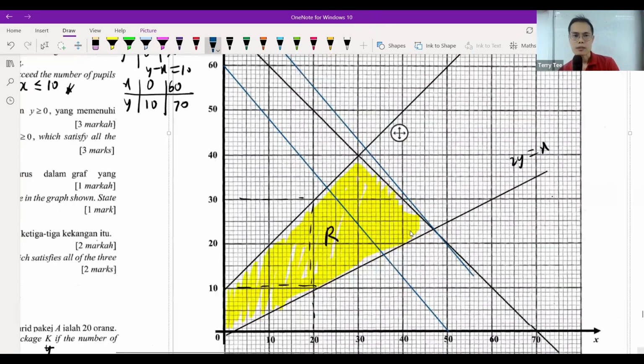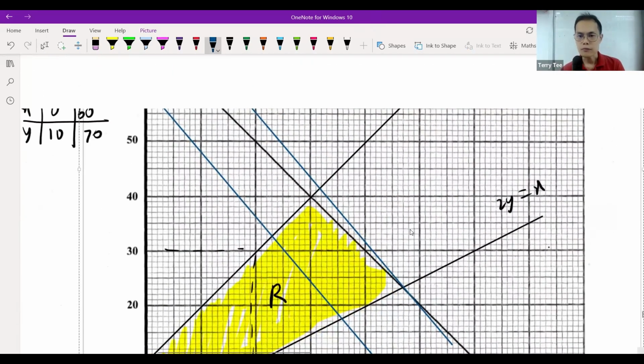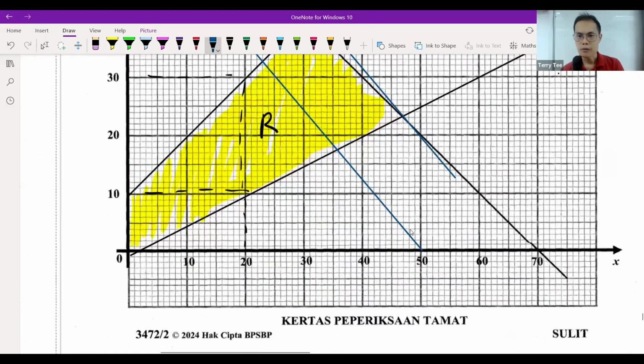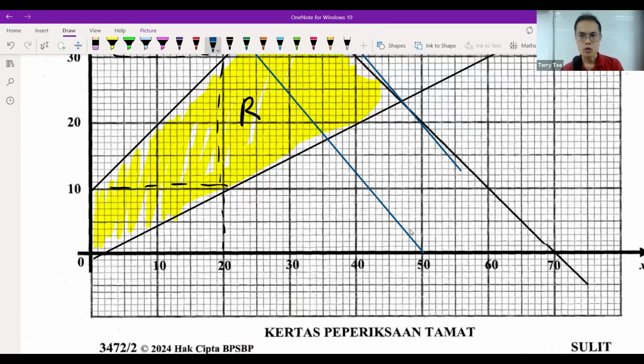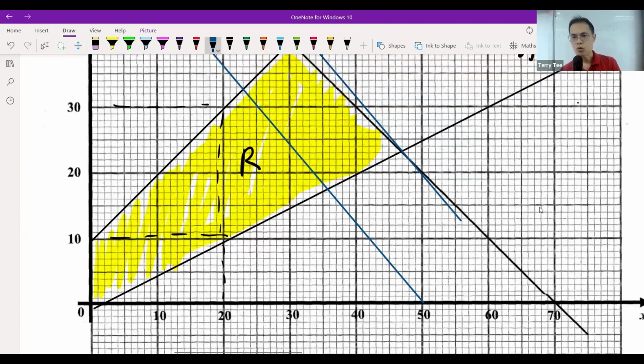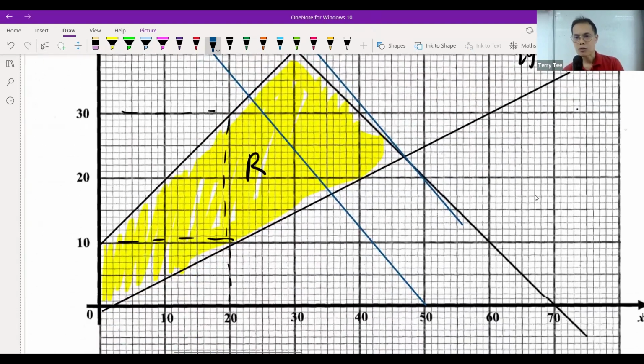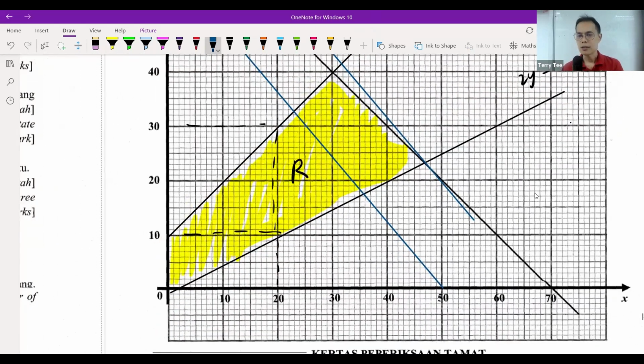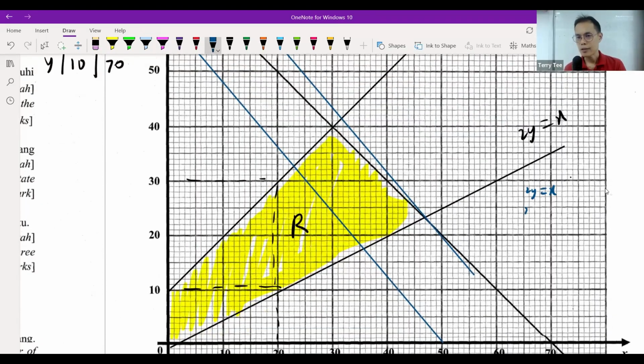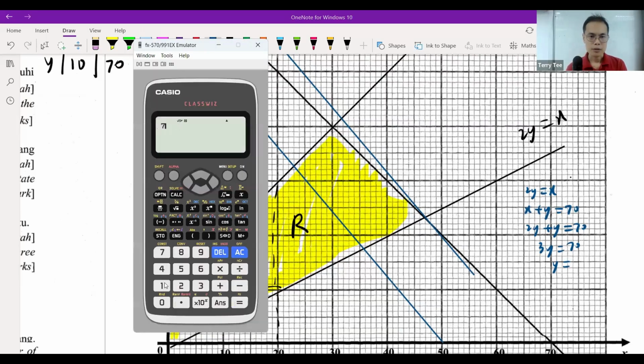Now, let's examine what the value is. It looks like 45, or 47.23. But sometimes when you draw, there might be a slight error. We can see this point is the intersection between 2y equals x and x plus y equals 70, so we can actually solve it simultaneously. X is 2y, so 3y is 70. 70 divided by 3.